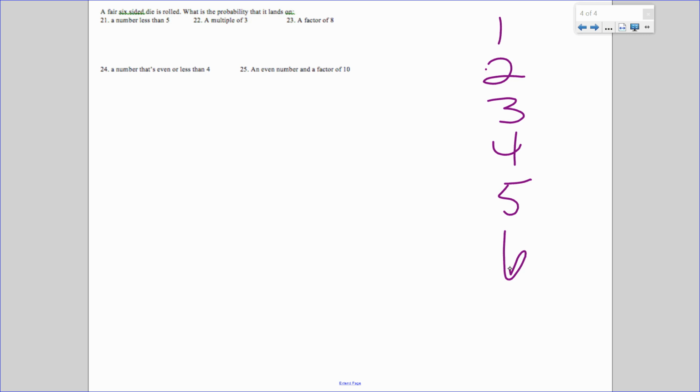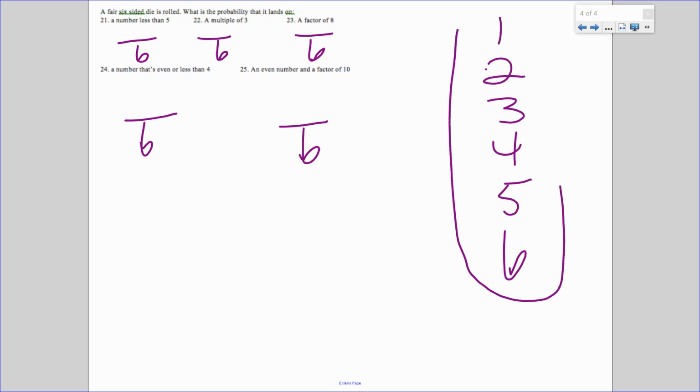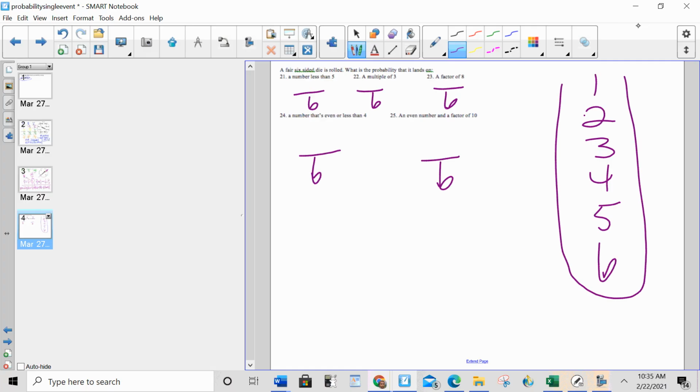Okay, now that you tried it on your own, there are 6 possible outcomes for all of these. It's helpful to list them out like I did here. How many are less than 5? Well, 4 is less than 5, 3 is less than 5, 2 is less than 5, and 1 is less than 5. 4 possible outcomes are less than 5.